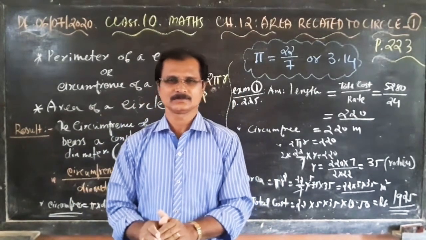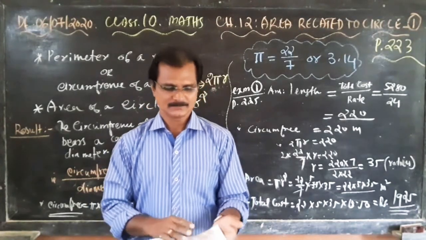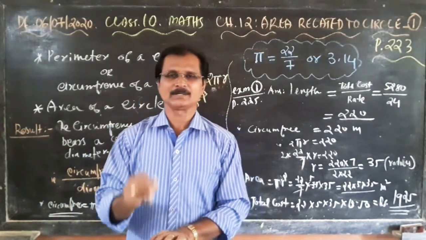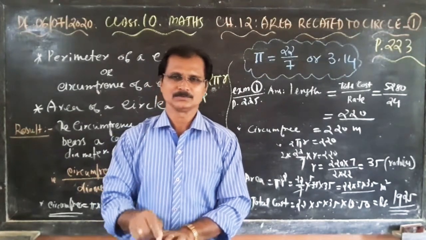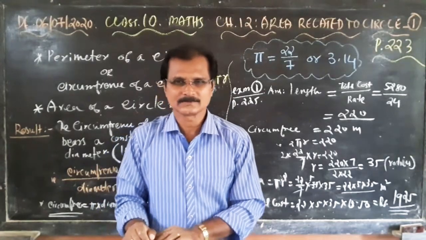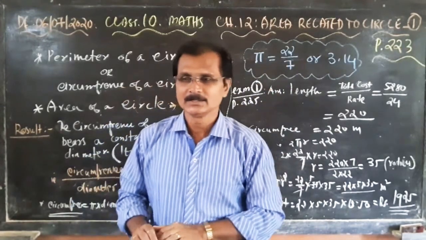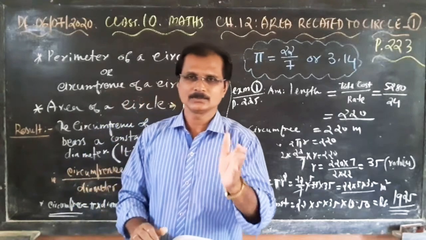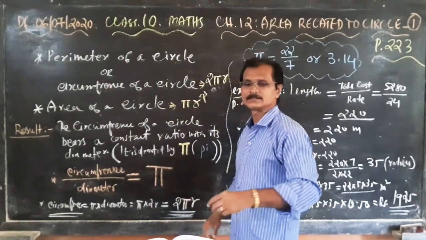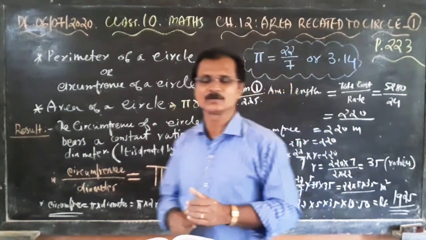In some rare or special cases, in the question itself you can see in brackets it is given, take pi equal to 3.14. In that particular problem you need to take the value of pi equal to 3.14. Otherwise always take pi equal to 22 divided by 7. So today you remember these two formulas. One is the circumference of the circle, that is 2 pi r, and another is the area of the circle, pi r squared.